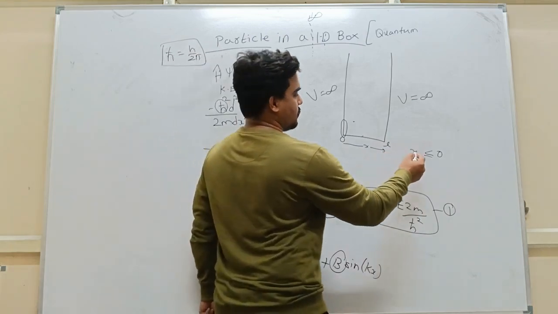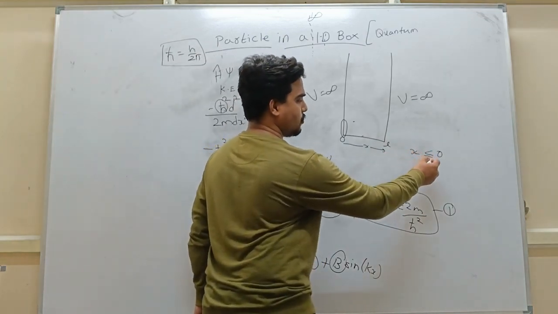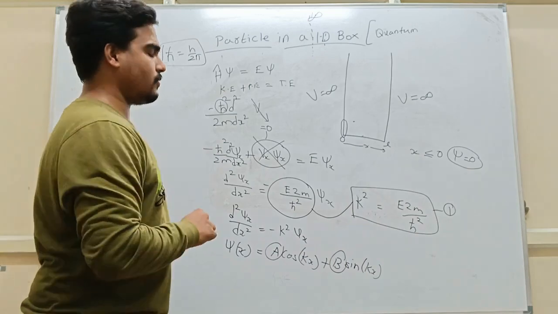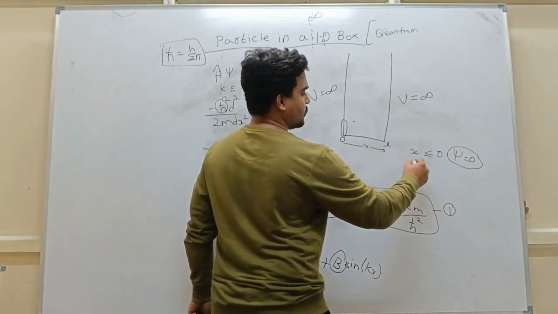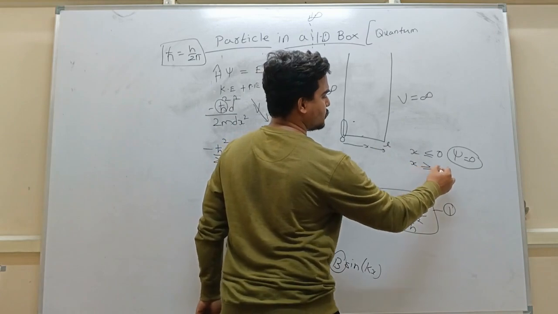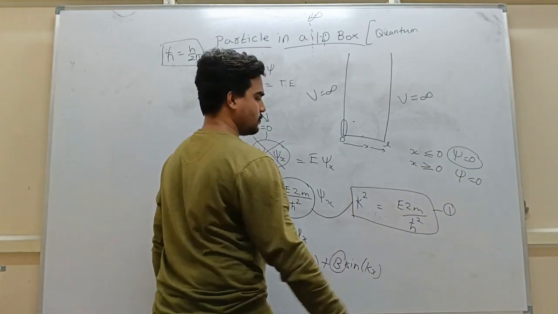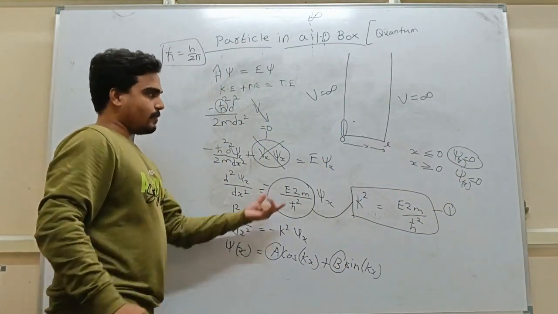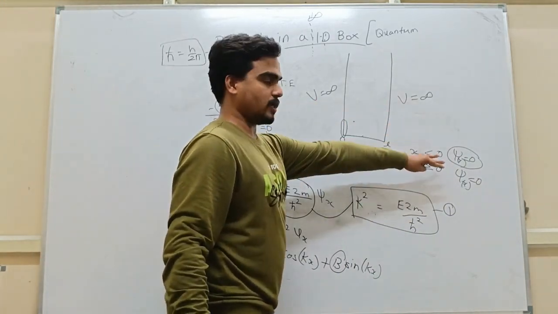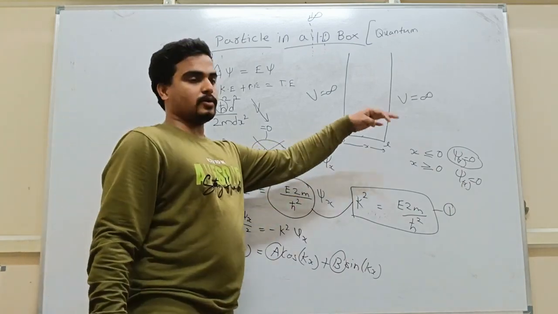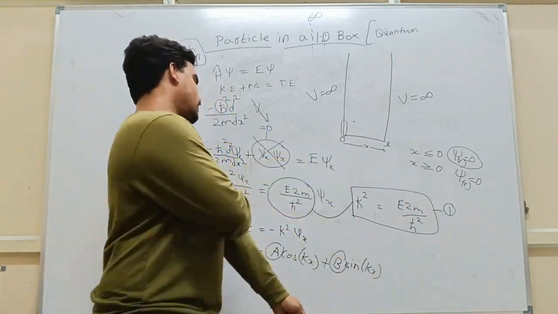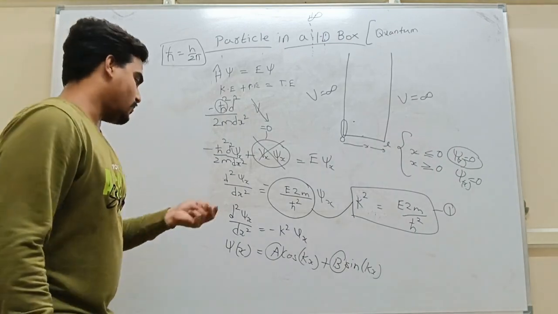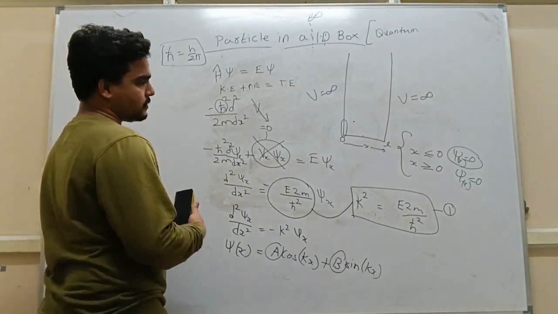So if the value of x is less than or equal to 0, the value of the wave function will become 0. Again, if the value of x is greater than or equal to L, again the value of psi of x will become 0. So psi of x will become 0 if the particle tries to move outside the box. The wave function will not exist, and this is what is called the boundary condition. Now we will be using this boundary condition. First we will consider that suppose x is 0.